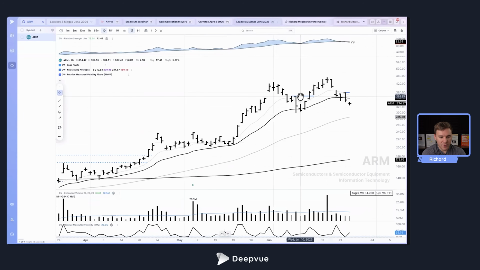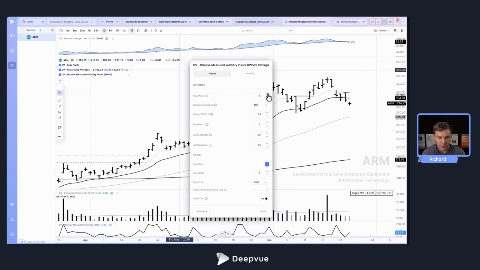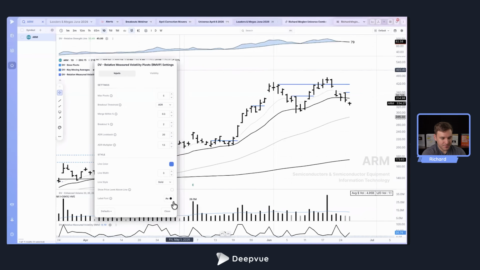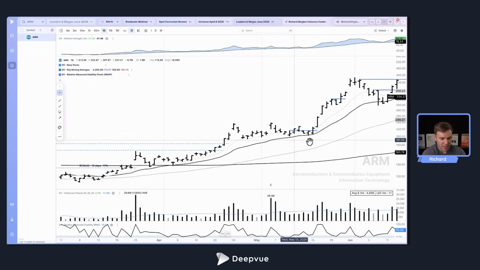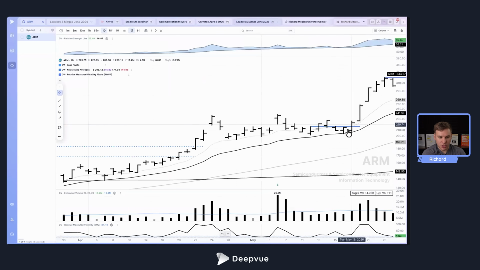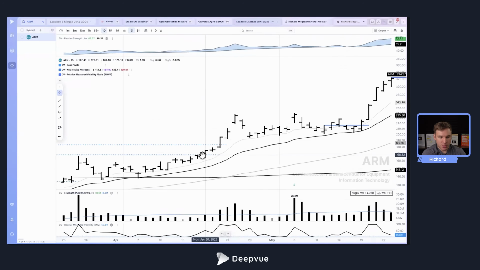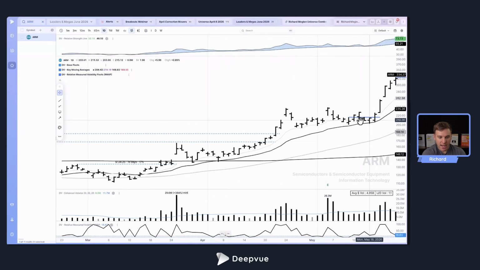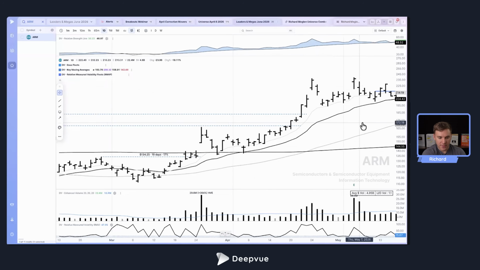So RMV pivots automatically draws ranges for you. And the key here, in my settings, I only draw the latest 2 pivots to keep things clean. But this was the RMV pivot here that yielded a great trade. So this was a strong stock, recent catalyst, just broke out to new highs. Then it tightened on the 21 EMA, set up this RMV pivot. This showed on this day.